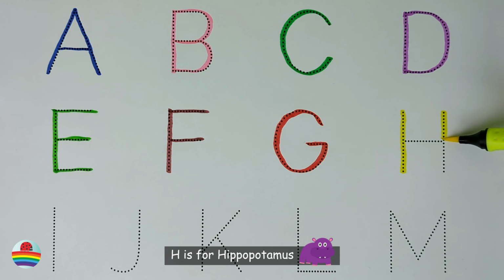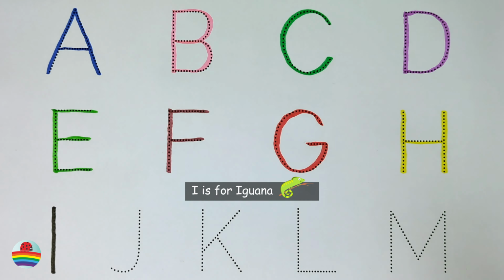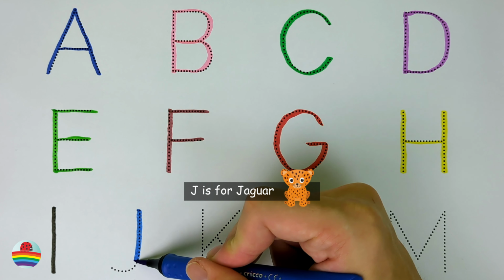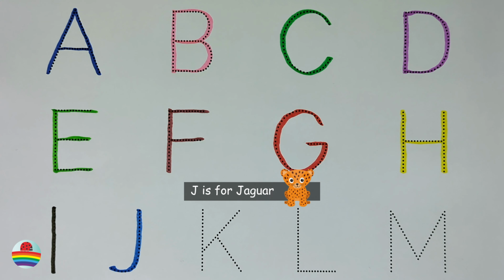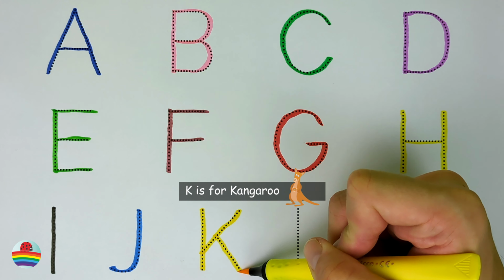H is for hippopotamus. I is for iguana. J is for jaguar. K is for kangaroo.